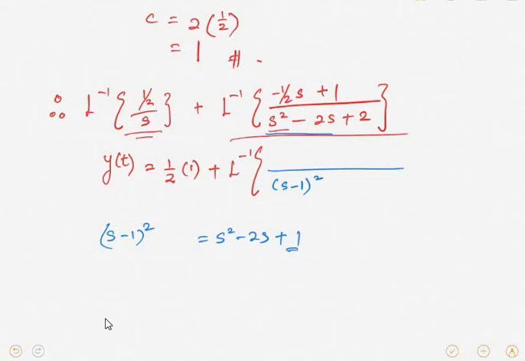Okay, how to get s squared minus 2s plus 2? If you want to solve using the second shift theorem, we have to do s minus 1 squared. So s minus 1 squared, roughly we can have s squared minus 2s plus 1. But in your question we need the 2, so we need to plus 1 again in order to obtain 2. So it means that this one is plus 1. So we write here s minus 1 squared plus 1.